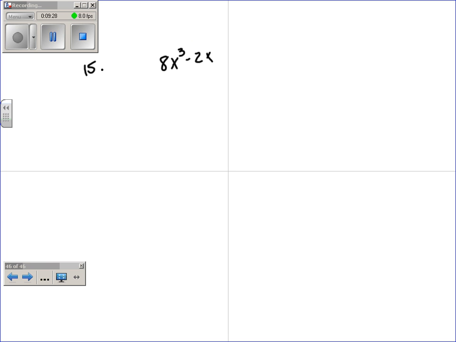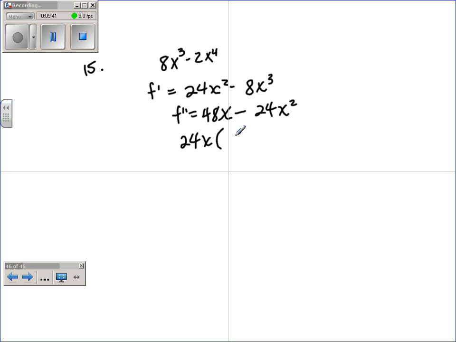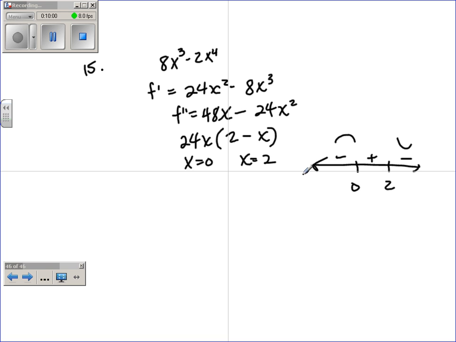8x cubed minus 2x to the 4th. Take the derivative once, we get 24x squared minus 8x cubed. Take the derivative twice, we get 48x minus 24x squared. Factor out 24x, so you're left with 2 minus x. So x equals 0, x equals 2. Negative 1 would be negative, positive, negative. 1 would be positive, positive, positive. And then negative, so concave downward from negative infinity to 0 and 2 to infinity, so that is choice A.